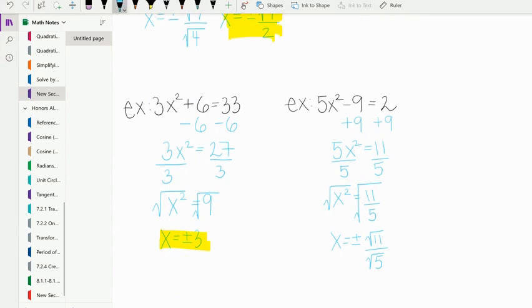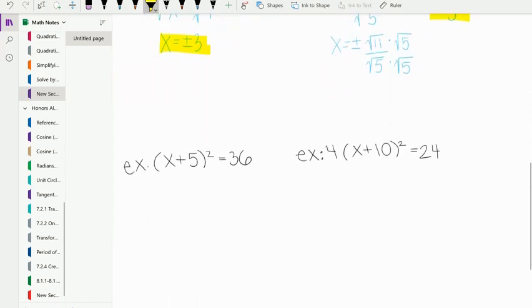So we have to actually rationalize the denominator by multiplying by root 5 over root 5. So we would end up getting x equals plus or minus root 55 over 5. And this one, if you were to break down root 55, we would end up just getting 11 and 5, so it can't be broken down anymore.